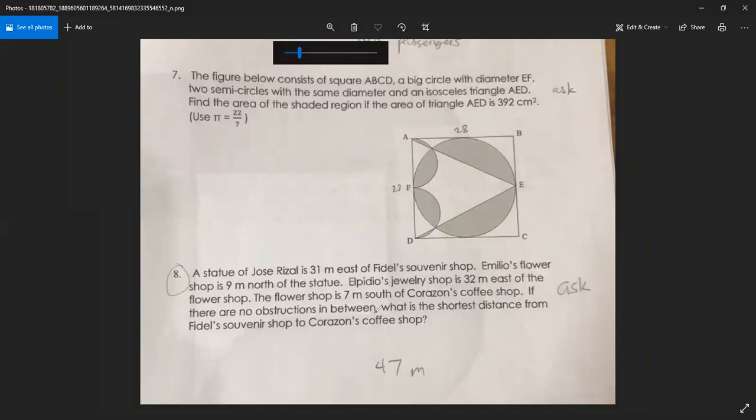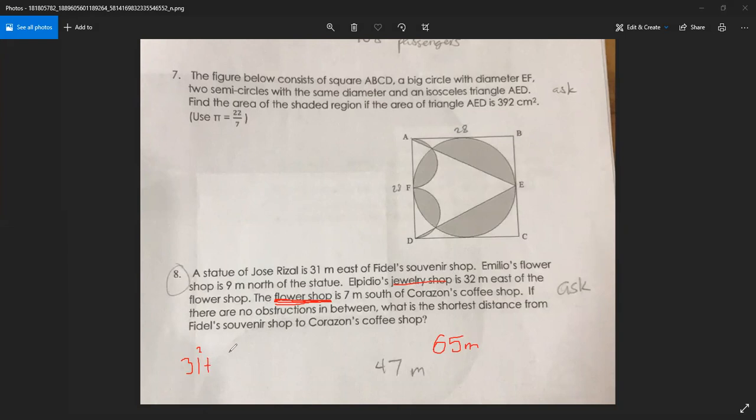Okay? So actually there's a typographical error, because the mistake that I saw here was this one. Where is that? El Pijo's jewelry shop is 32. This one. The jewelry shop must be here. So this flower shop must be changed into jewelry shop so that we will get 65 meters.